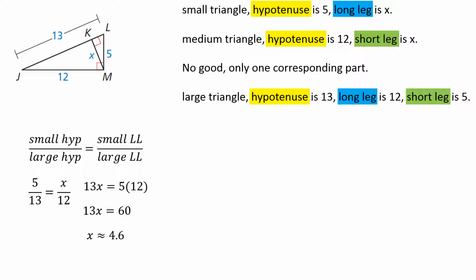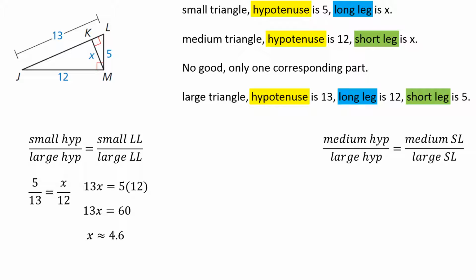Of course, if you notice the short leg matches between the medium and large triangles, I could have taken that route. But again, I set the proportion. It looks a little bit different, right? I've got 12 over 13 instead of 5 over 13. I've got x over 5 instead of x over 12. But when I cross multiply, I still end up with 13x equals 60. As long as you're consistent and set up the proportion correctly, you'll get the correct answer.